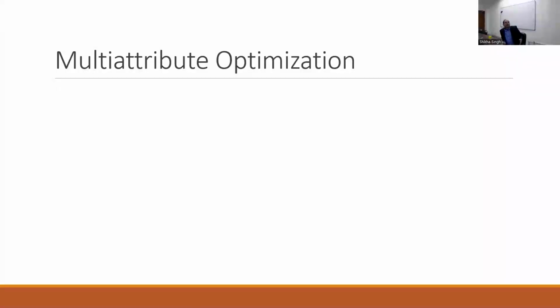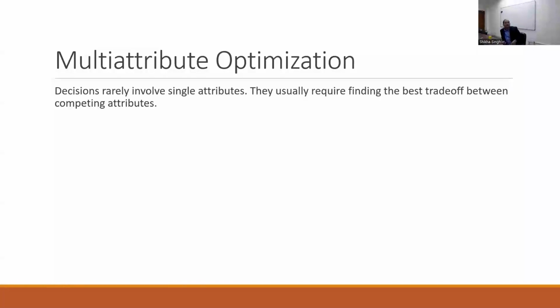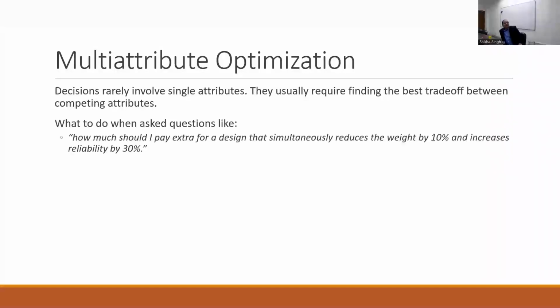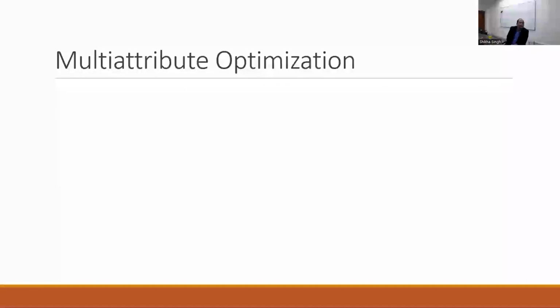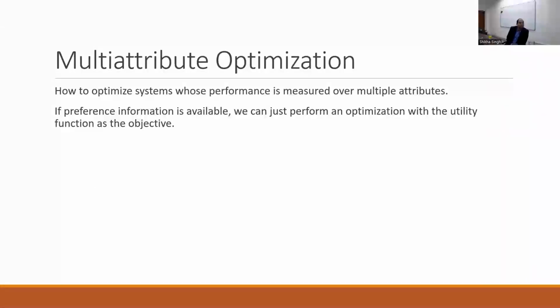Okay, and finally, some more conceptual things: multi-attribute optimization. Hopefully things are coming together now that we intentionally studied multi-attribute decision-making, because decision-making and optimization go hand in hand, right? Decisions rarely involve single attributes. You've heard this before. You answer questions like, how much should I pay extra for a design that simultaneously reduces cost by 10% and increases reliability by 30%? We need to know the trade-off behavior, in addition to the preference order over each attribute, and the preferences for risk.